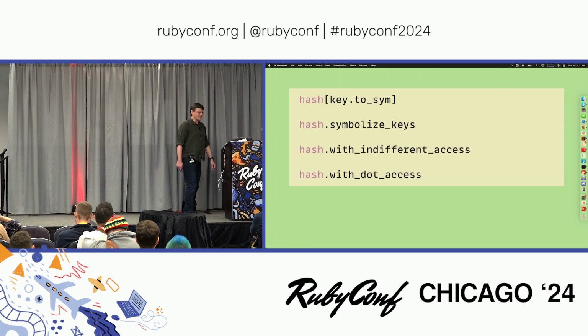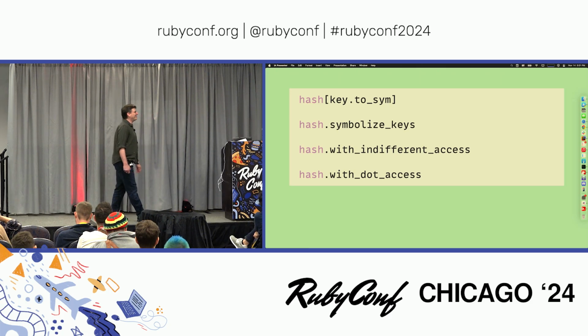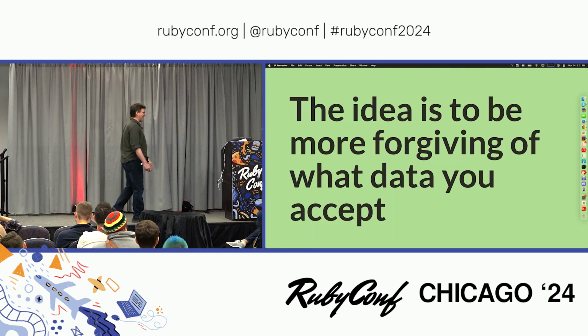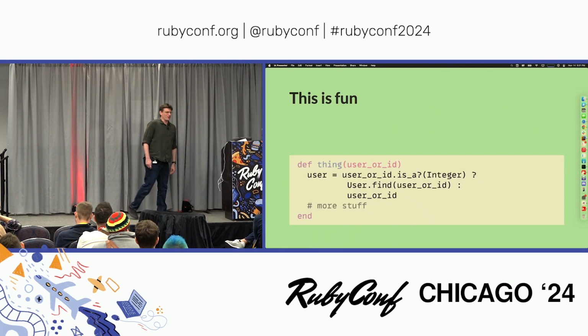There are a lot of ways to be successful in software and also a lot of ways to fail. So anyway, the idea here is to be more forgiving of what data you accept when things come in. So this is a thing I used to do in Rails applications a lot.